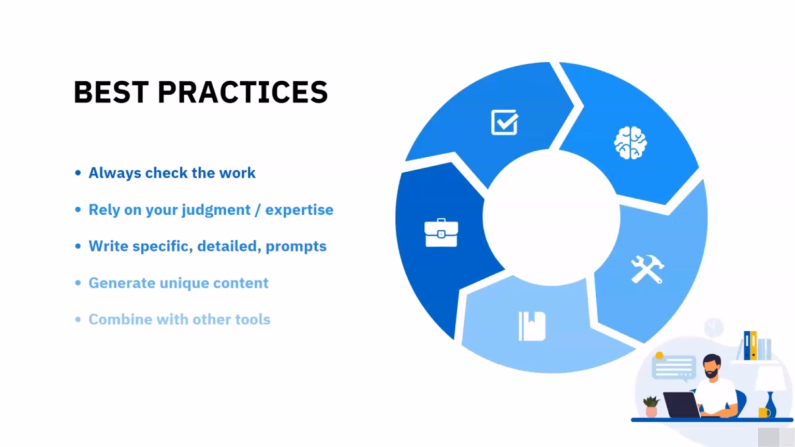In order to get better output, of course, try to write specific detailed prompts. As I showed you before, try to be as specific as possible, write as many details, and you will get a better output from ChatGPT.